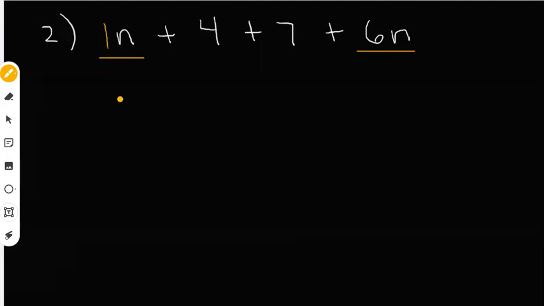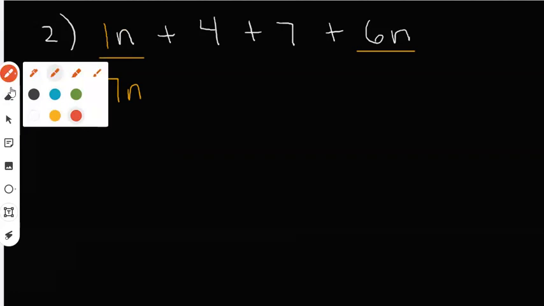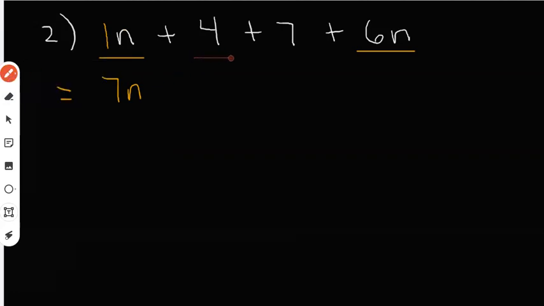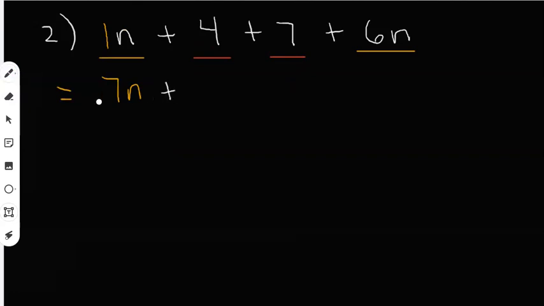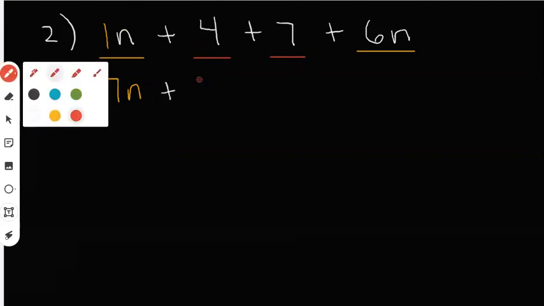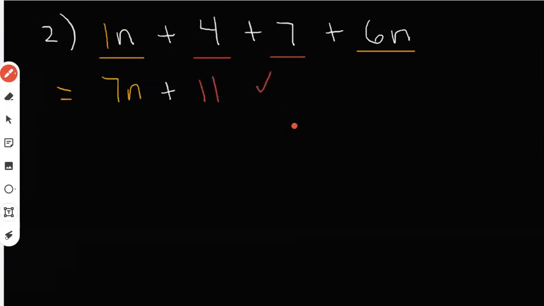So now let's add 1N plus 6N. That's going to give you 7N, right? Okay, now I'm going to switch to red and I'm going to underline the regular numbers. That's going to be the 4 and the 7. 4 plus 7, that's going to give me 11. And I'm done.